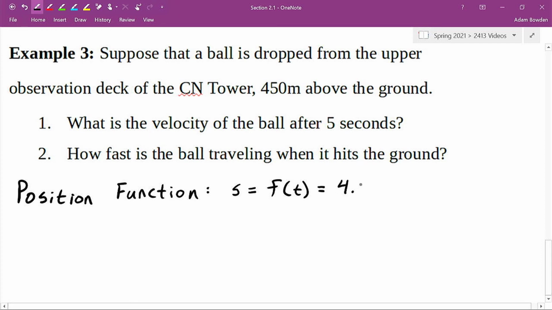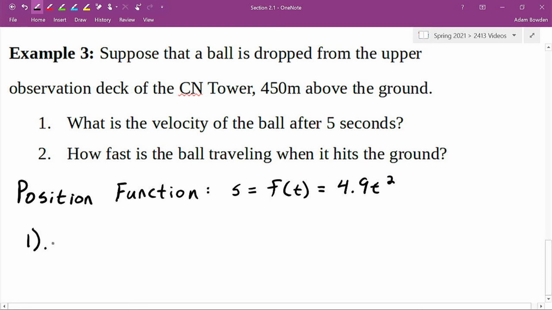The position function for a falling object such as this is 4.9 t squared. This has to deal with the acceleration due to gravity and other things. We'll get more into that later, but for now, we're just going to use this function as the position function for this falling object.